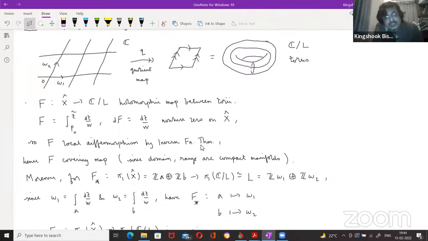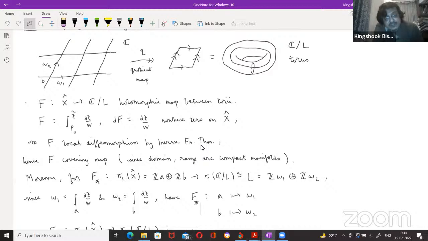This is a torus, and it maps to a complex torus, C modulo L. So this becomes a holomorphic map between tori. Both of these are Riemann surfaces. So what we're going to show is that this map is actually a biholomorphic map. So it's a holomorphic diffeomorphism between these two Riemann surfaces. So it can be inverted. So how do we show that?